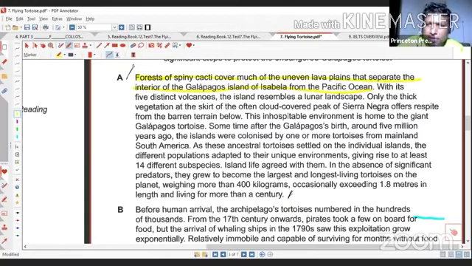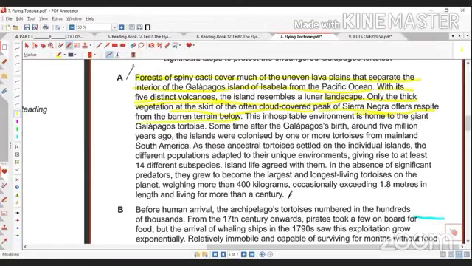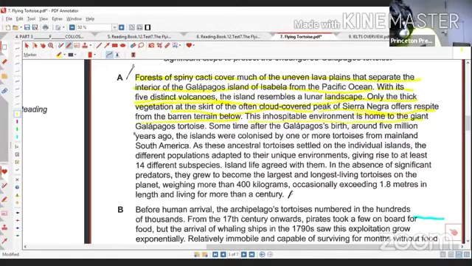Forests of spiny cacti cover much of the uneven lava plains that separate the interior of the Galapagos from the Pacific, with its fine distinctive volcanoes, and the island resembles a lunar landscape. And it looks like what? Looks like lunar, moon, na? Moon and landscape. Only the thick vegetation at the skirt of the often cloud-covered peak offers respite from the barren terrain. What is respite? Who can tell me? Respite? Some break. This inhospitable environment is home to giant Galapagos tortoises.